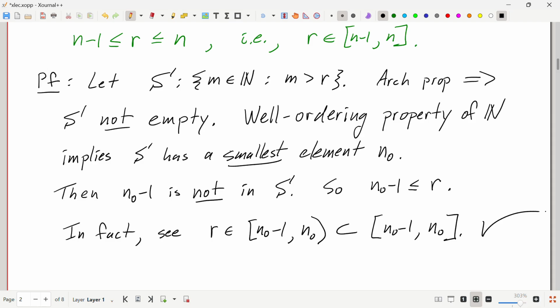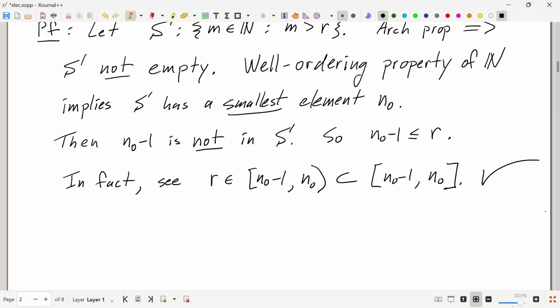Yes, I mean, if R was an integer, then it would be a left or a right endpoint. So that's the case where you wouldn't care what would happen, because that's the obvious case.